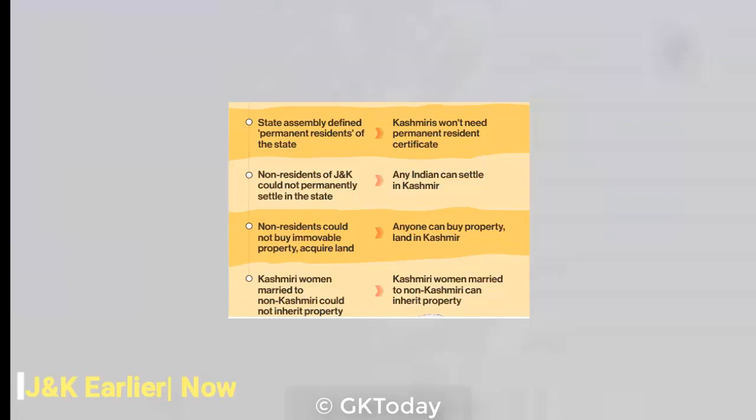In addition to that, previously, because of Article 35A, Kashmiri women married to a non-Kashmiri, that means married to an outsider, could not inherit her property. But now, again, since Article 35A is not applicable, so Kashmiri women married to non-Kashmiri can inherit property. In addition to that, previously, various laws were not applicable. For example, right to education was not applicable. Now, it will be applicable, like any other state or union territory.